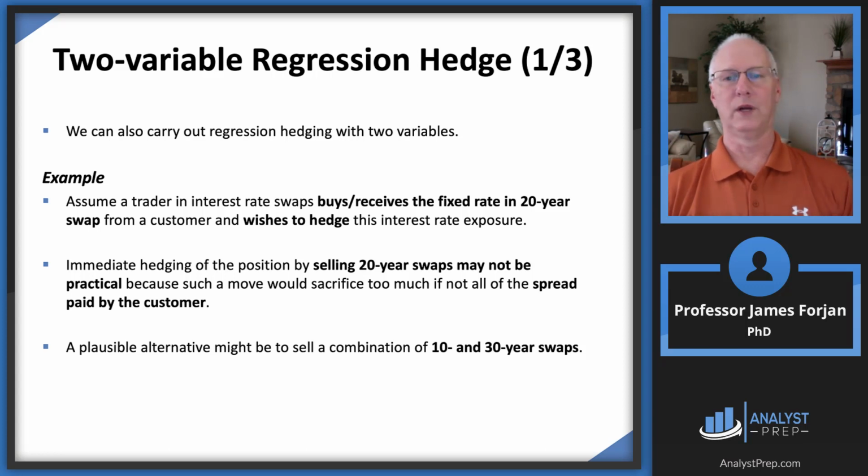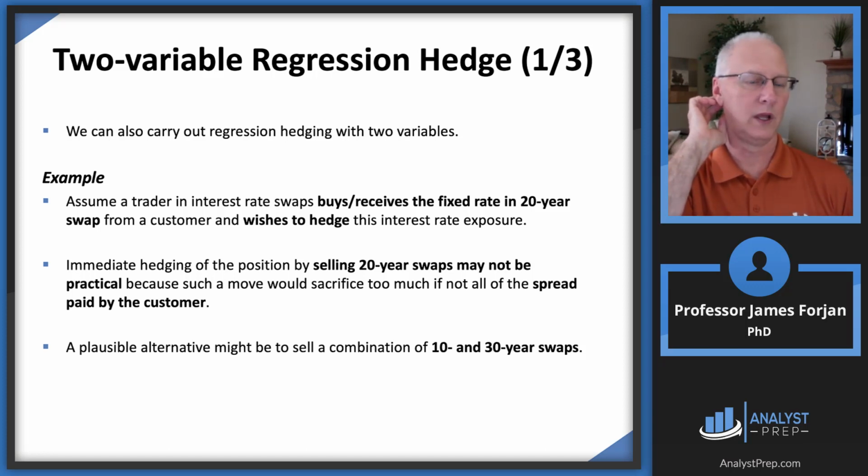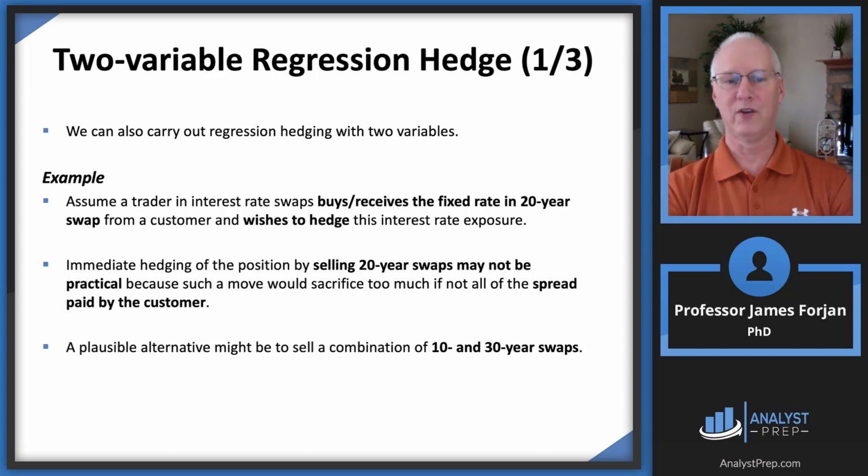Oh boy, so what do you think? How do we hedge this interest rate exposure? Well, you might think to just take the opposite position in a 20-year swap, but that might not be practical. It might be too costly. Marginal benefits might not be there. And what might be more efficient is to combine a 10-year swap and a 30-year swap, right?